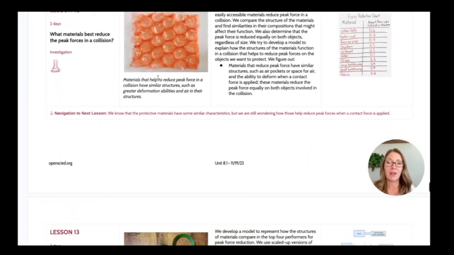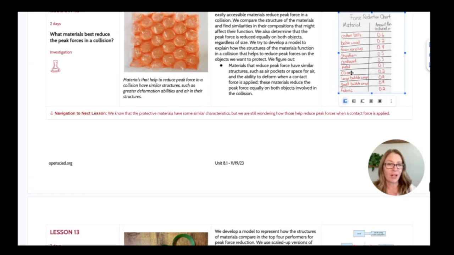And so we look at things like bubble wrap and cotton balls, and we go through all of these different materials here and realize the amount of force that was reduced, in newtons, by that kind of cushiony material. So you can see, let me make this a little bigger, metal was not something that was very good at cushioning the system.